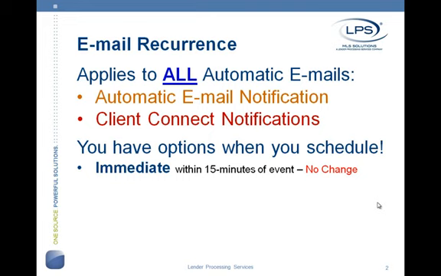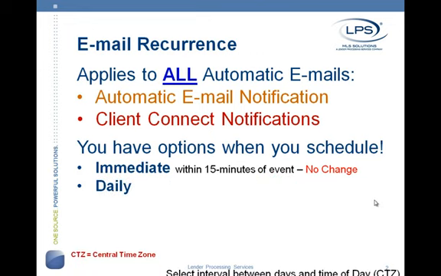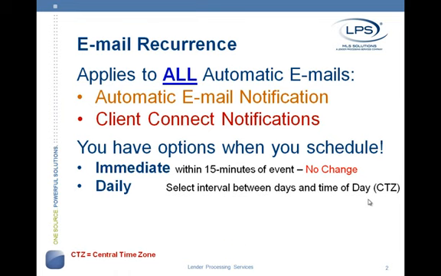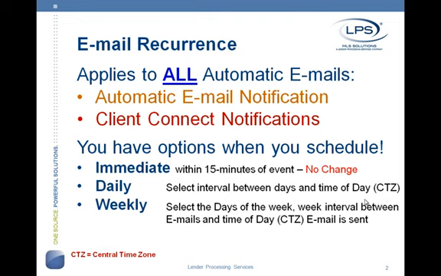Within 15 minutes of an event like a price change or a status change, both you and your client can be notified of that change. We have daily. And with the daily, you can schedule what interval of time you want between your emails and the time of day based on central time zone that your emails are sent to your client. There is weekly, and with the weekly, you can schedule the days of the week, intervals between emails, and the time of day you send the emails to your clients.